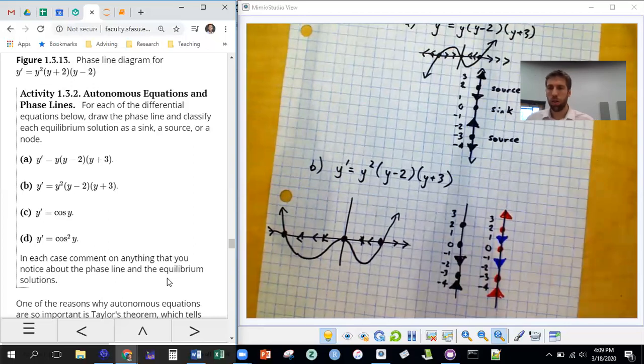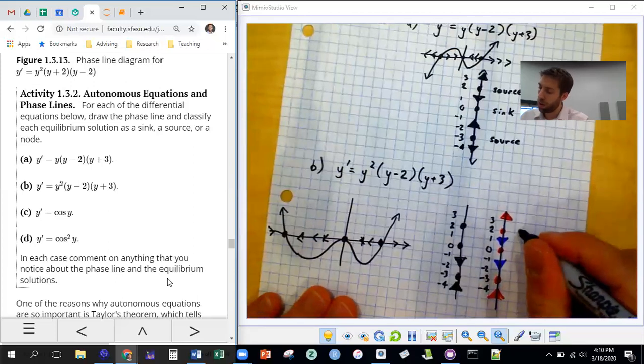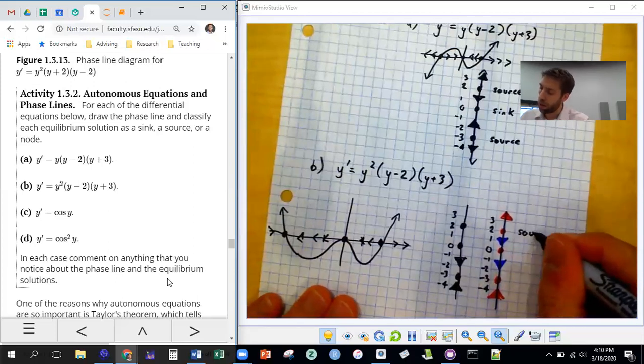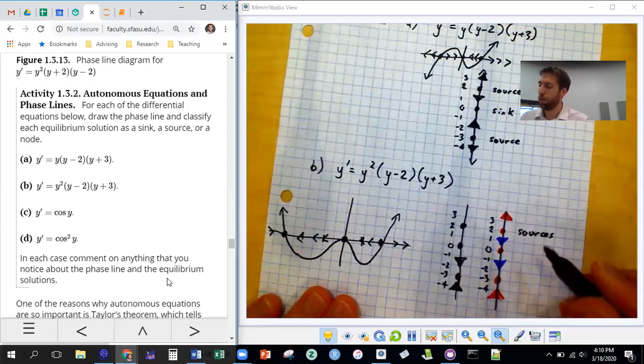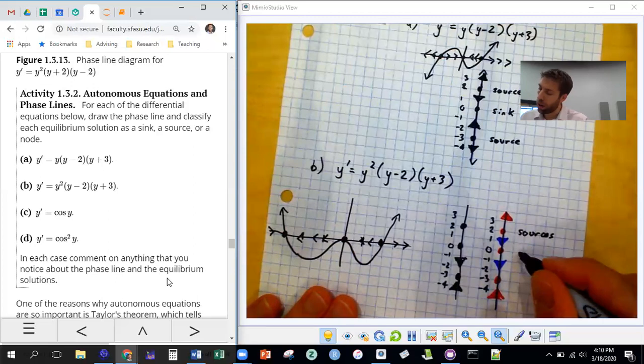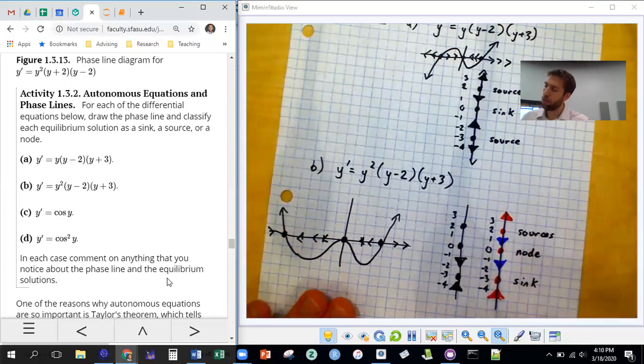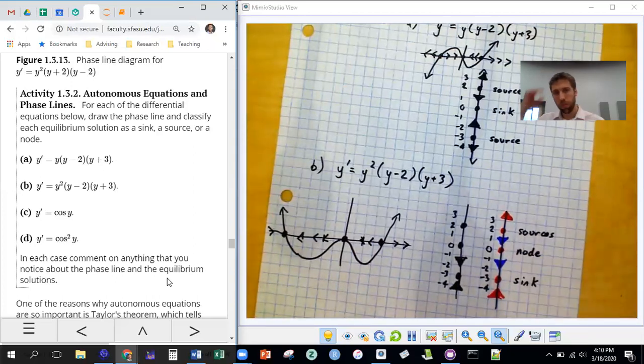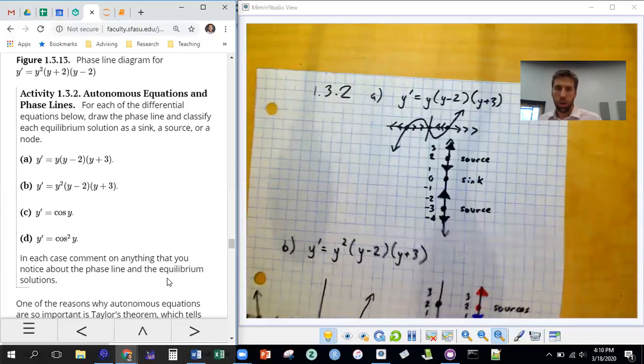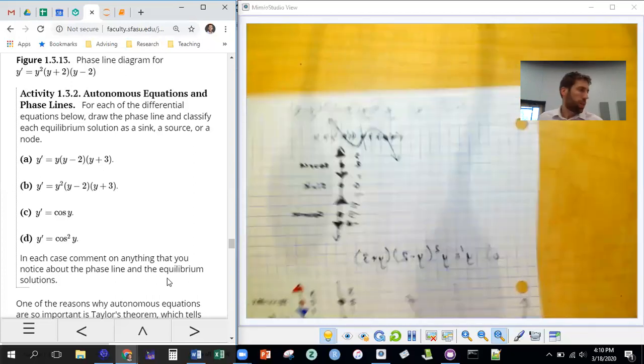So that makes this one a source because everything runs away from it. But if you go back in time, everything seems to have come from it. This is simply a node now. And then that makes this a sink. Part C, let's get a piece of paper.